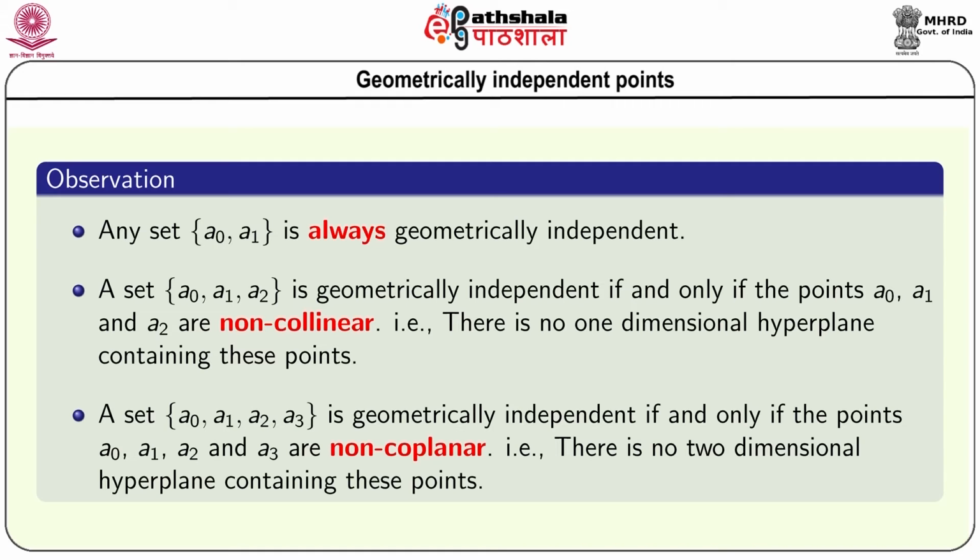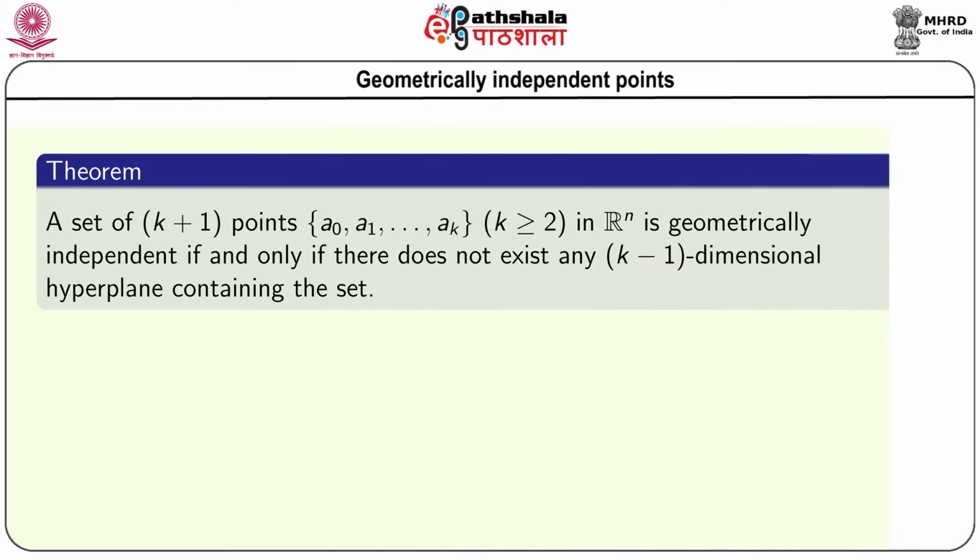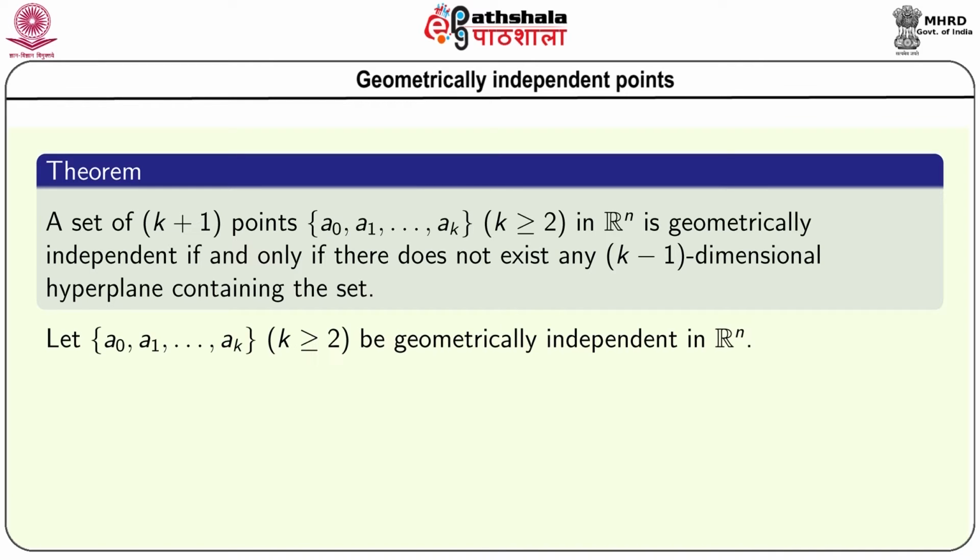So, we generalize this fact and get the theorem that if a set of k plus 1 points are given, then this set of points is geometrically independent if and only if there does not exist any k minus 1 dimensional hyperplane containing this set. Let us try to prove this.